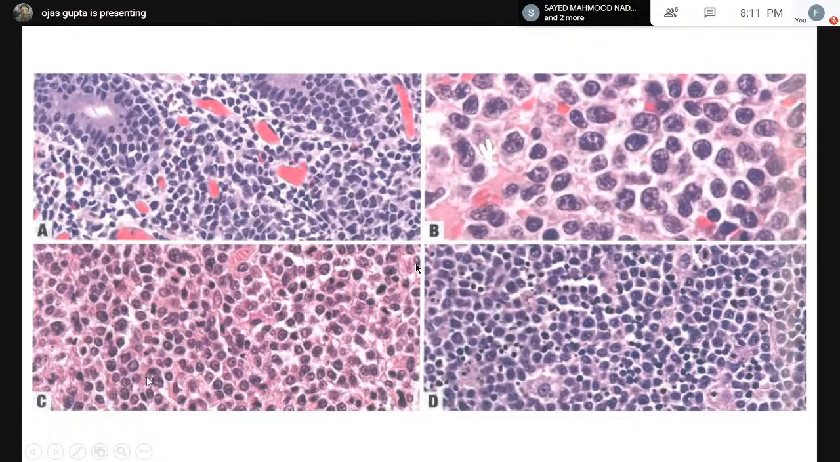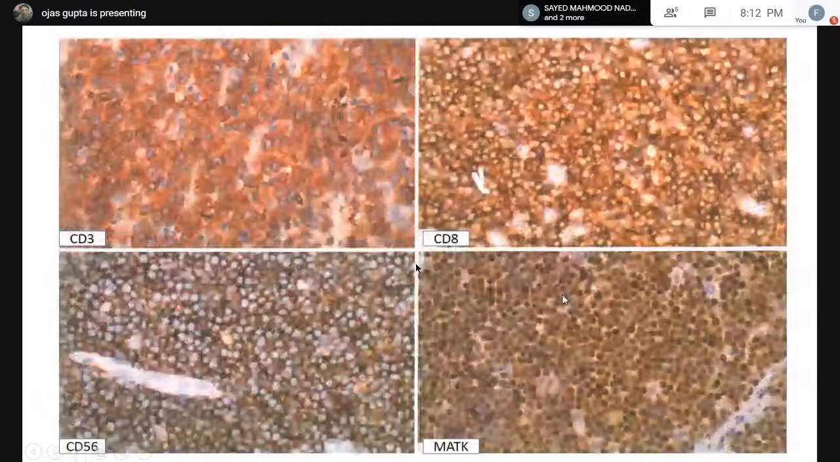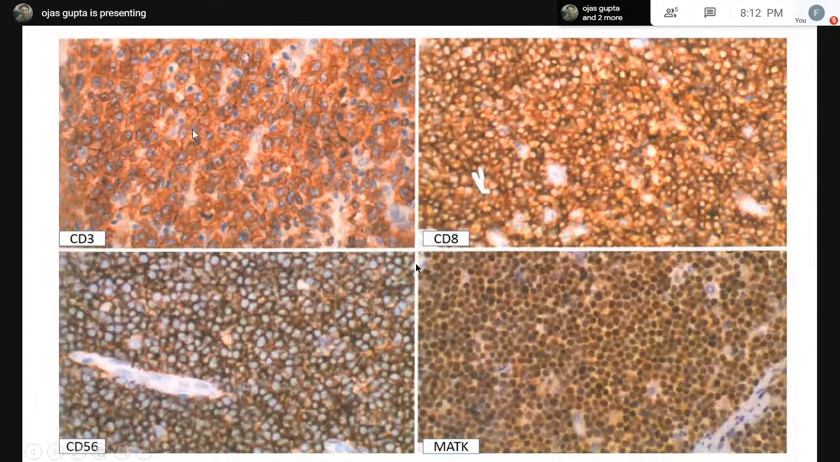They also show pleomorphic morphology, so some with presence of occasional larger cells, and they can also show high-grade appearance with frequent apoptotic bodies and macrophages, which imparts a starry sky appearance. On immunohistochemistry, they show positivity for CD3, CD8, CD56, and they show nuclear positivity for megakaryocyte-associated tyrosine kinase.